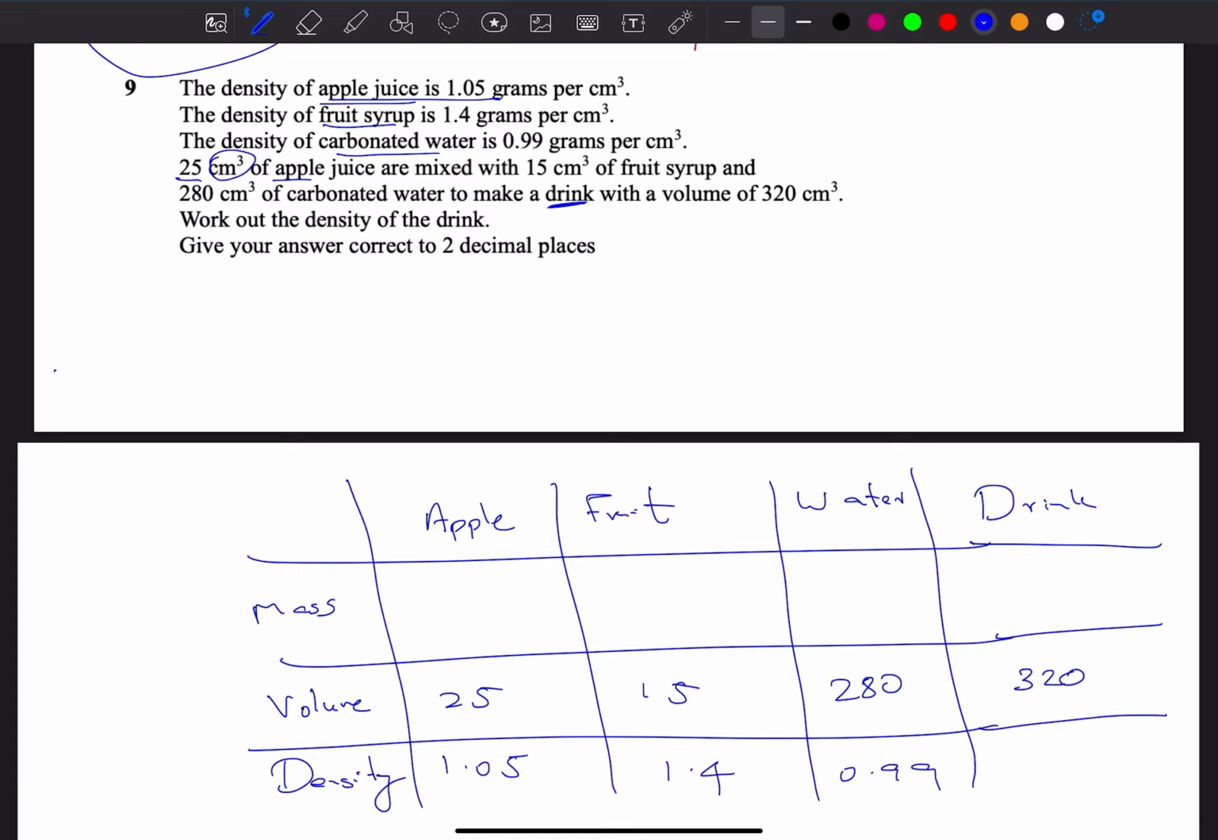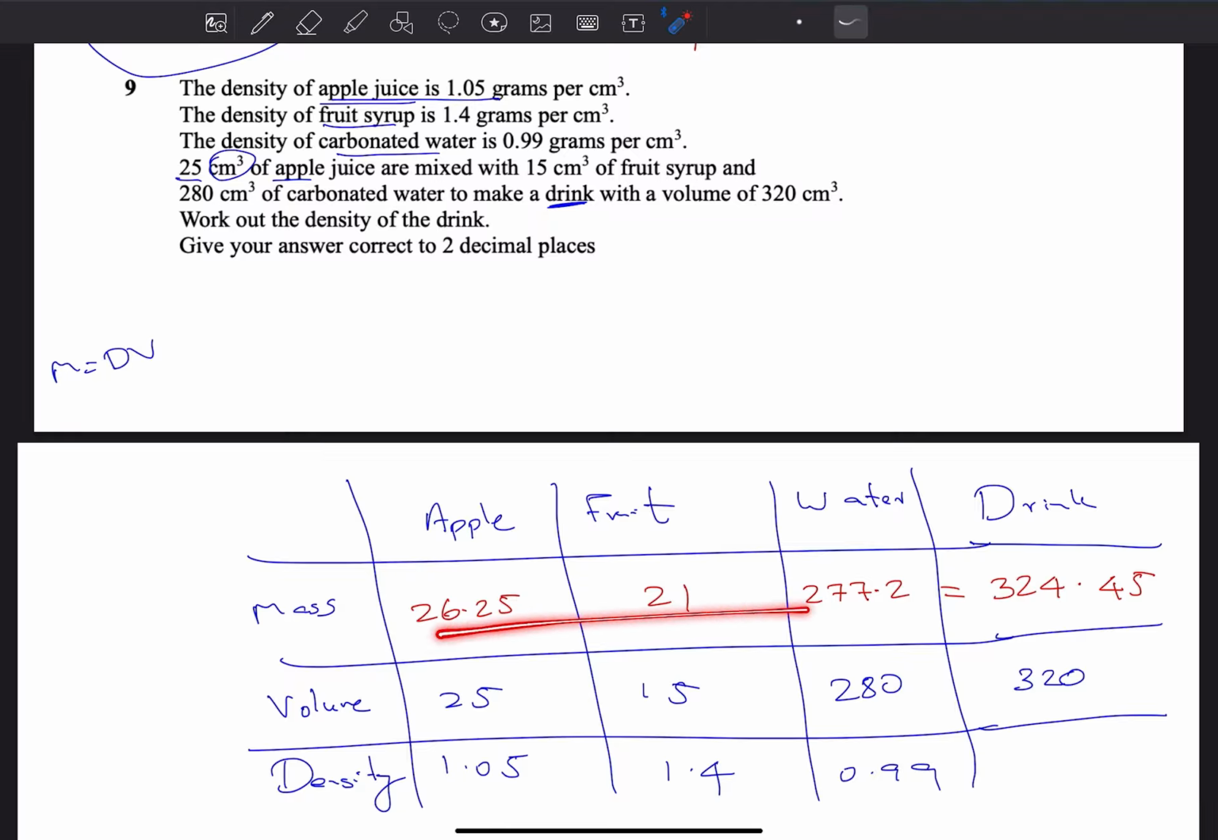So you want the mass. Remember the mass formula. Mass is density times volume. You're doing column wise. So what is density times volume? 1.05 times 25, which gives you 26.25. Next one, 15 times 1.4, which is 21. Next one is 280 times 0.99. That gives you 277.2. You're allowed to add the masses, remember? 277.2 plus 21 plus 26.25, which gives you 324.45. Remember, I added the masses together to give you that.